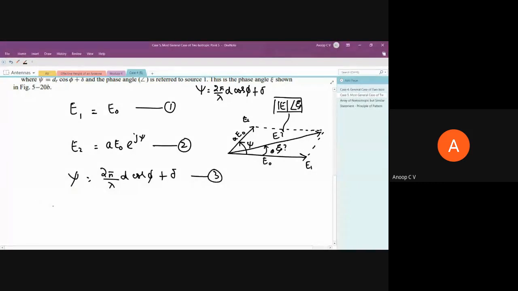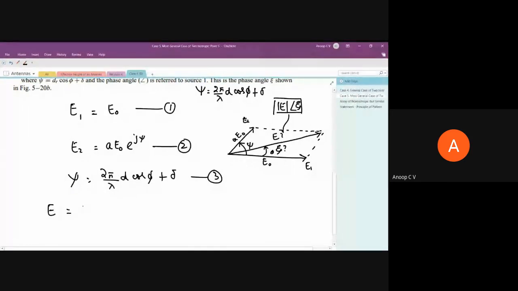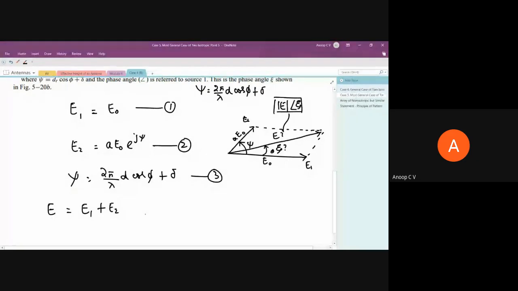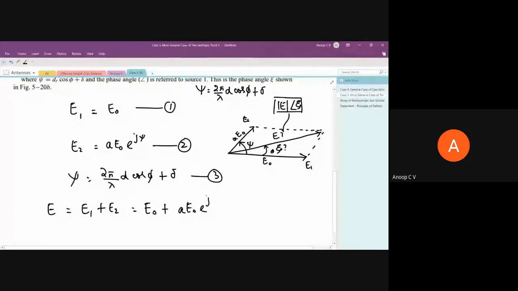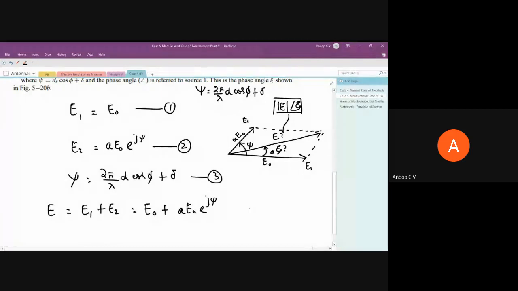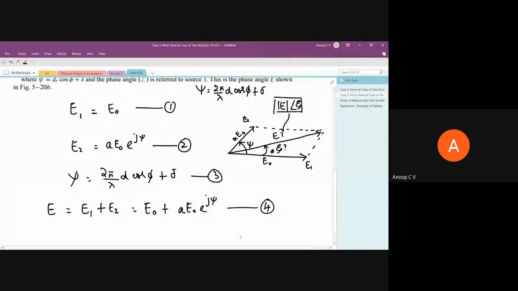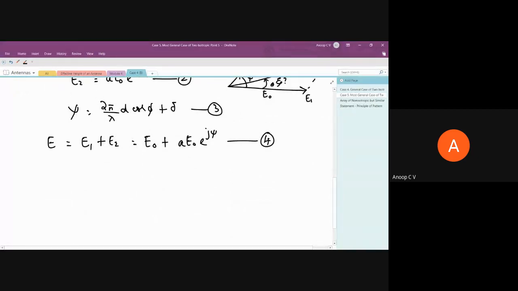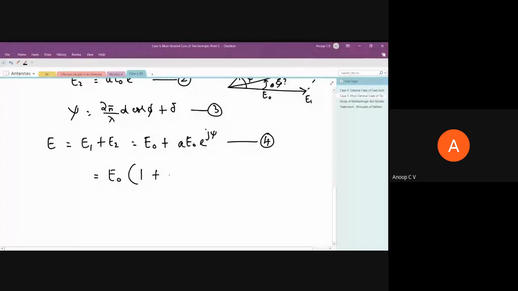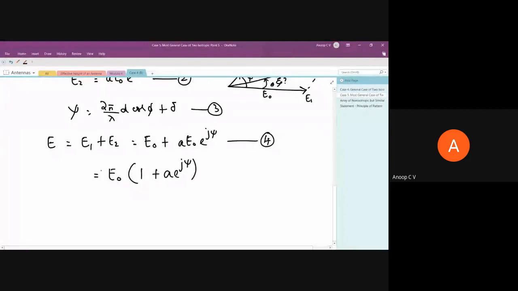So now I should write the resultant field E. Resultant field E will be E1 plus E2, that is equal to E0 plus A E0 e power j psi. So this is equation number 4. Again, I can take E0 common, so this will be equal to E0 into 1 plus A e power j psi.